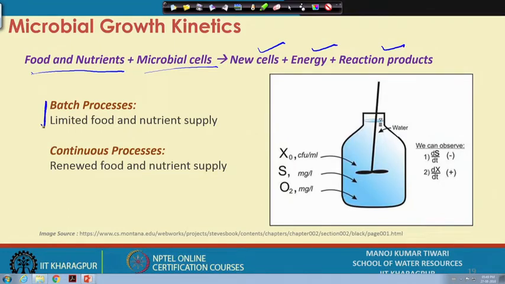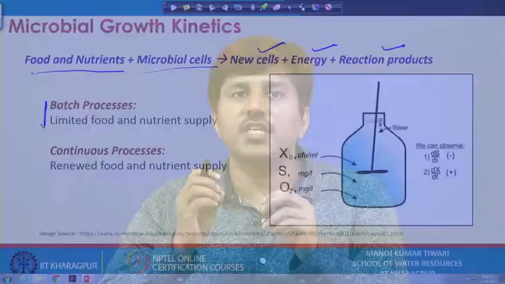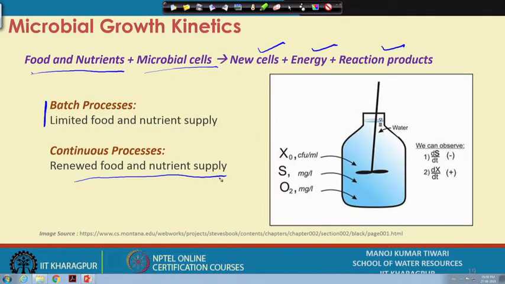We have already talked about what batch and continuous processes are. Under batch processes, we feed inputs in a batch and then close it, so there is no continuous supply of nutrients or substrate. There is limited food and limited nutrient present. Whereas in continuous processes, because we are continuously feeding the system, there is a renewed food and nutrient supply. That is the basic difference between batch and continuous processes.